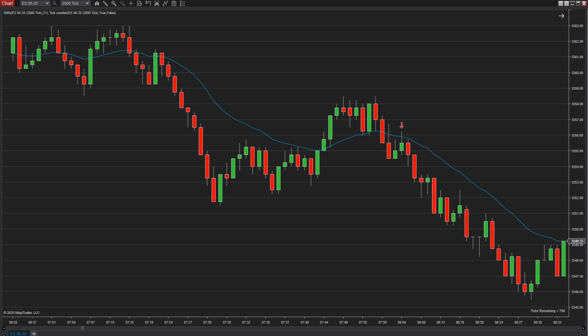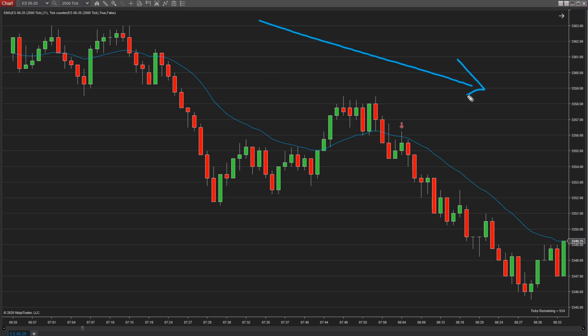So now let's get into traps and failed two-legged pullbacks. And so the whole idea of these is they are, of course, always with the overall trend, and they are a two-legged pullback in the wrong direction that has started to fail. And so what we have is an overall downtrend, right? And then it starts to make a pullback in the upwards direction, and then that pullback has a two-legged pullback.